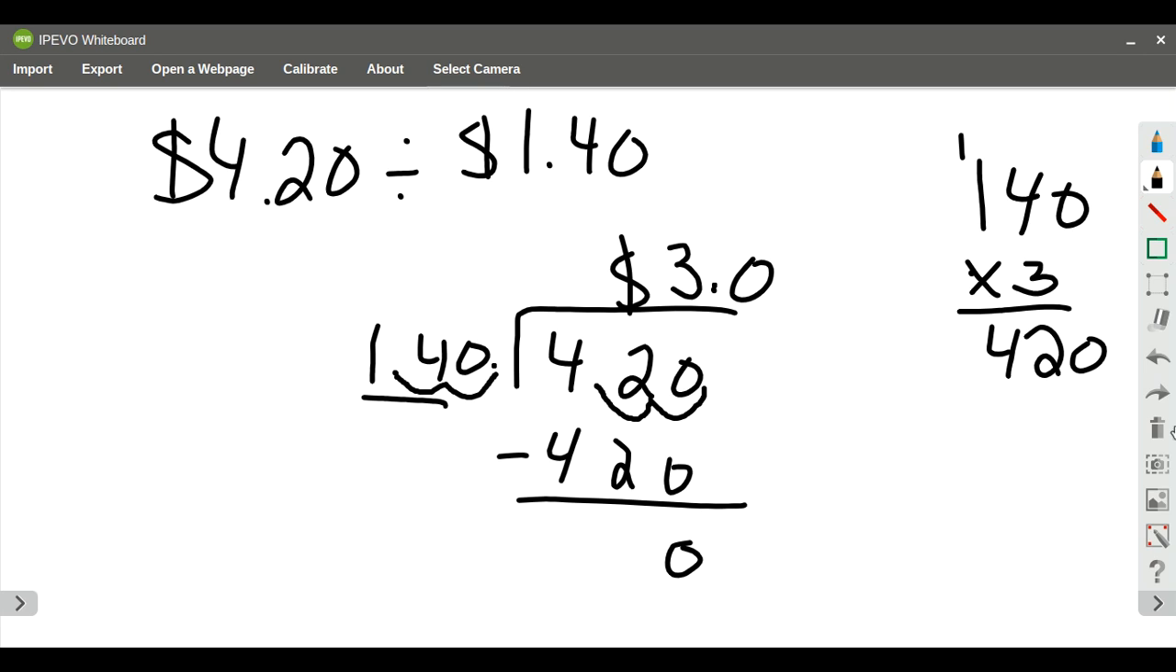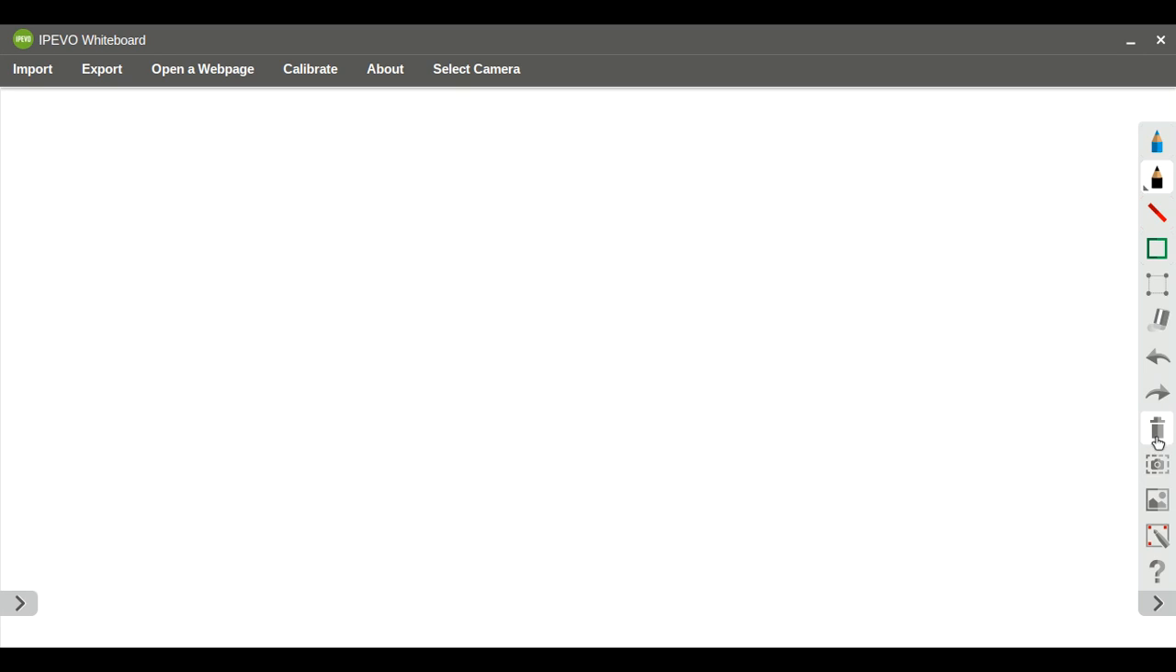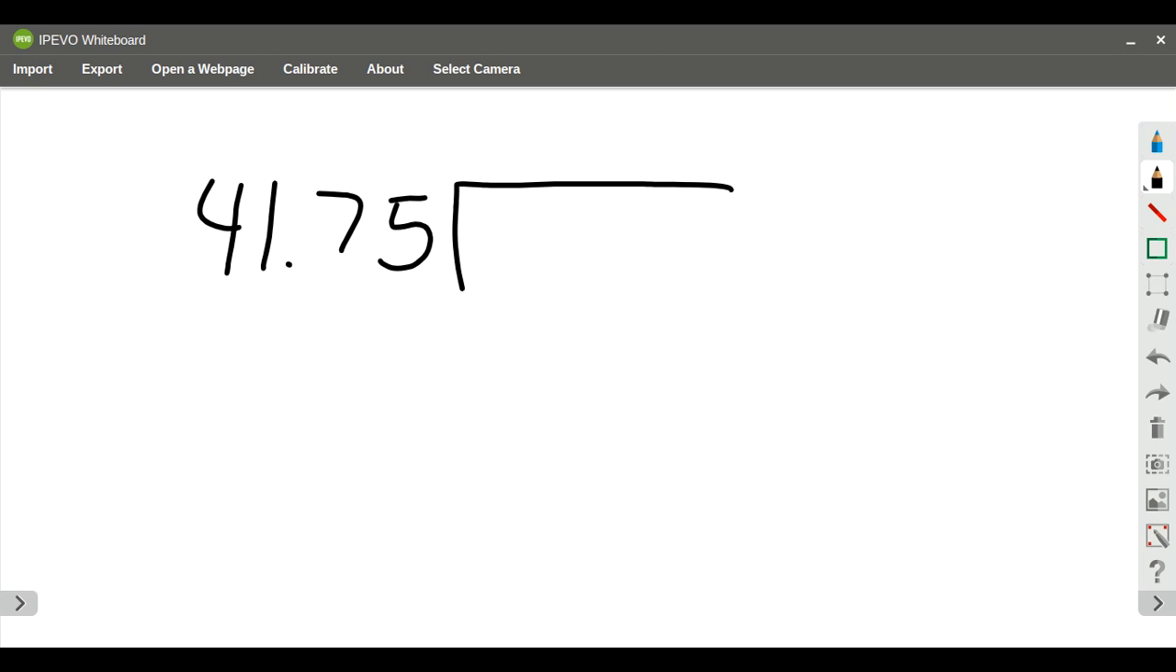So, alrighty, let's go ahead and take a look at our next problem. So our next problem is I have 41 and 75 hundredths, and I'm going to divide that into 250.5. And so I'm not actually going to divide this problem out because this is a very large value.